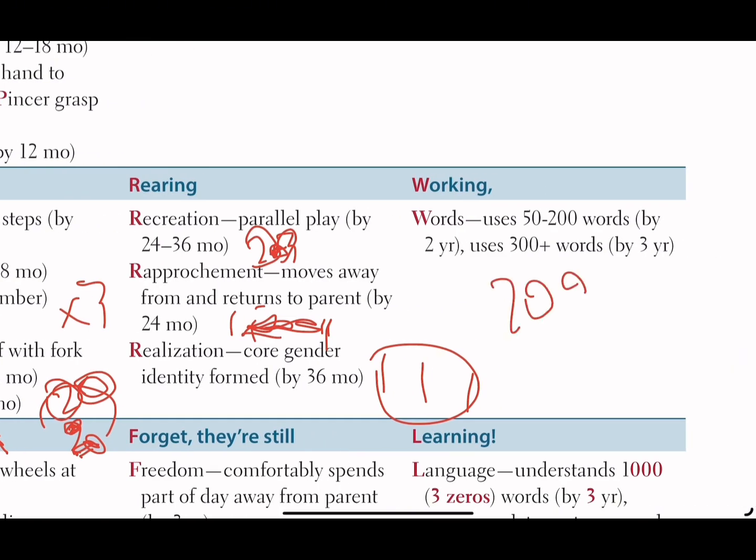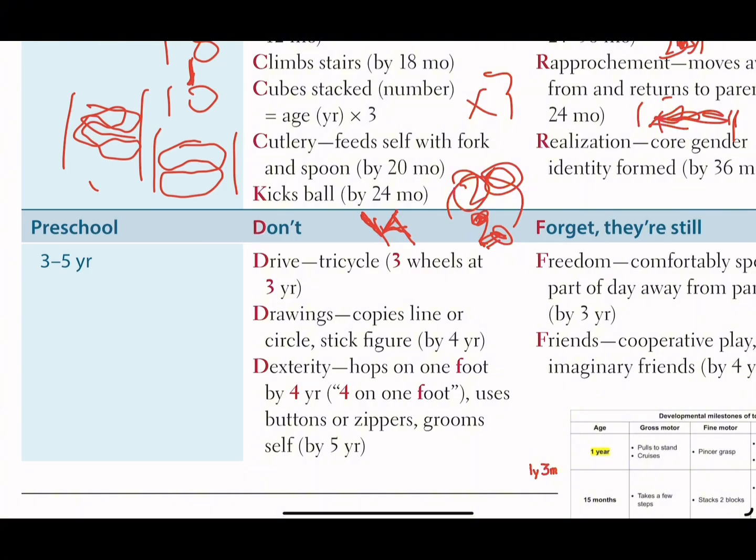Words, second year, 200. Third year, 300. Drive, tricycle, 3 years, 3 wheels at 3. This is so easy. 3 years at 3.